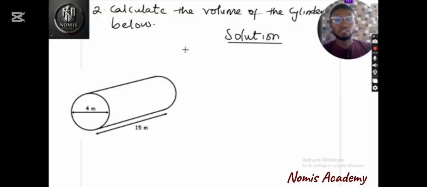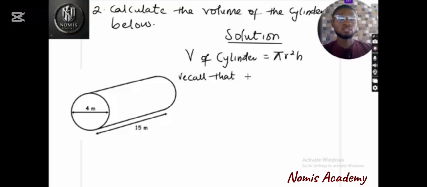So we should just tell that the volume of a cylinder is equal to pi r squared h. But in this case, the radius is not given. Instead, the diameter is given. So we will now take it as a recall that diameter is equal to 2 radii. So diameter divided by 2 is equal to the radius. So if that is the case, the given diameter divided by 2 is equal to 2. So radius is equal to 2. Height is equal to 15 meters.